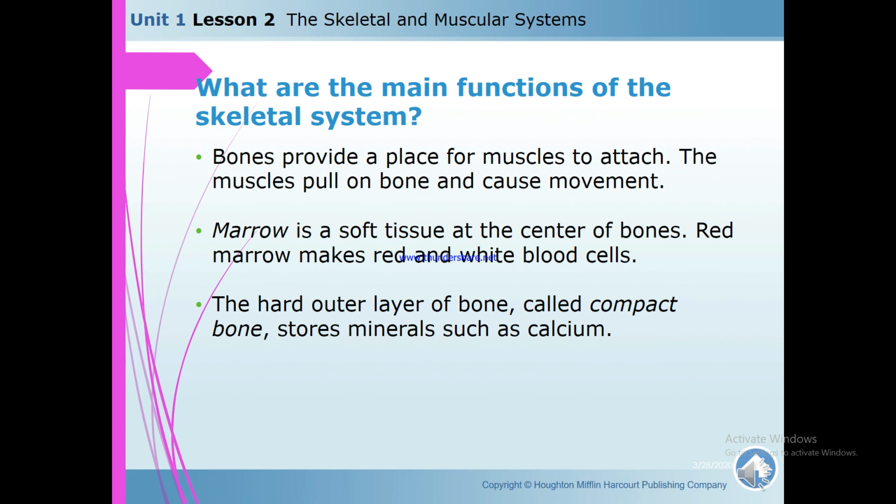Next, what are the main functions of the skeletal system? I told you, once again I'll just read it out. Bones provide a place for muscles to attach. The muscles pull on bones and cause movement. That's why muscular tissue is involved.